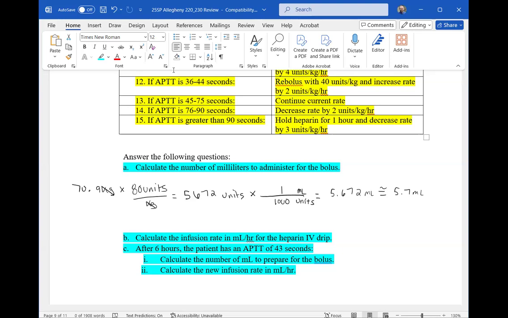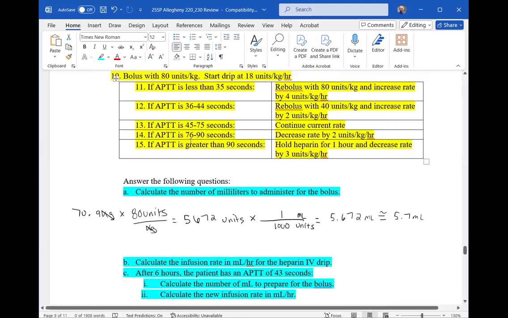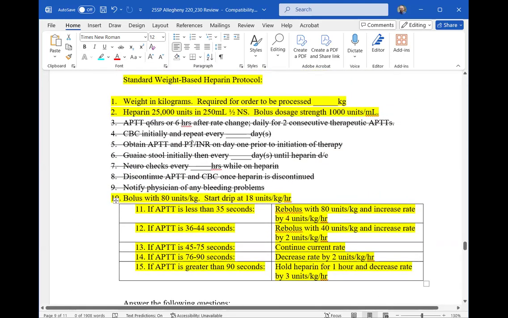Now, again, the only reason I know that is because I've been doing this particular problem for many years, so it just flows naturally for me. I know you're not there yet, but you will get there once you practice. The more important thing is, can you look at the protocol and figure out where they're getting all this information? 80 units per kilogram, I think you see where that is. The bolus dosage strength and then the patient's weight.